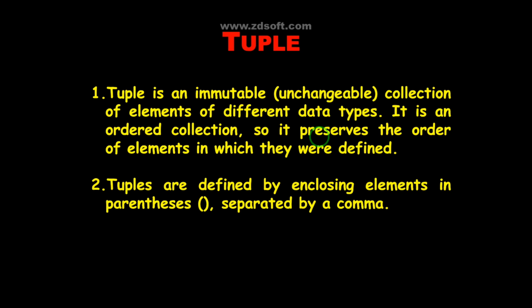So that is the main difference between tuple and list, and everything we apply on a list can also be applied on a tuple, but it is immutable. Tuple is immutable and list is mutable, so don't forget this. Tuples are defined by enclosing elements in parentheses separated by commas, whereas lists are defined by enclosing elements in square brackets separated by commas. That is also one difference.